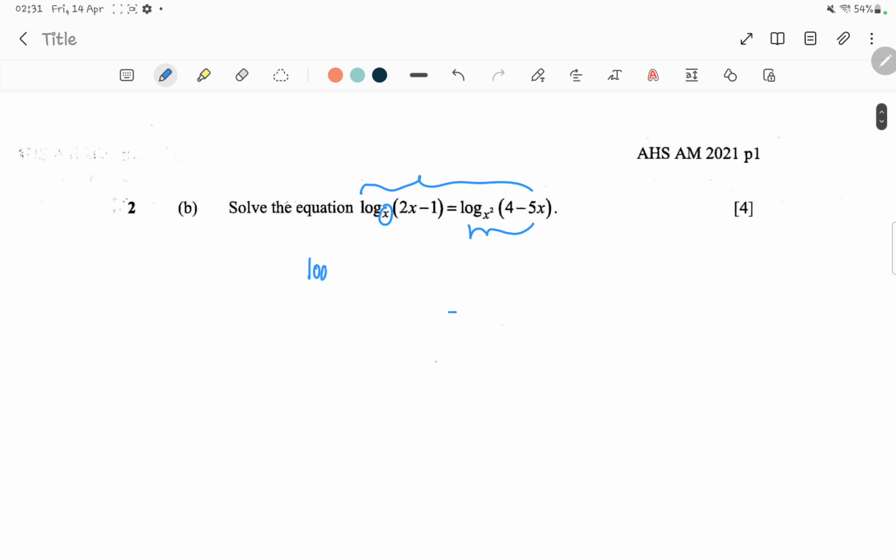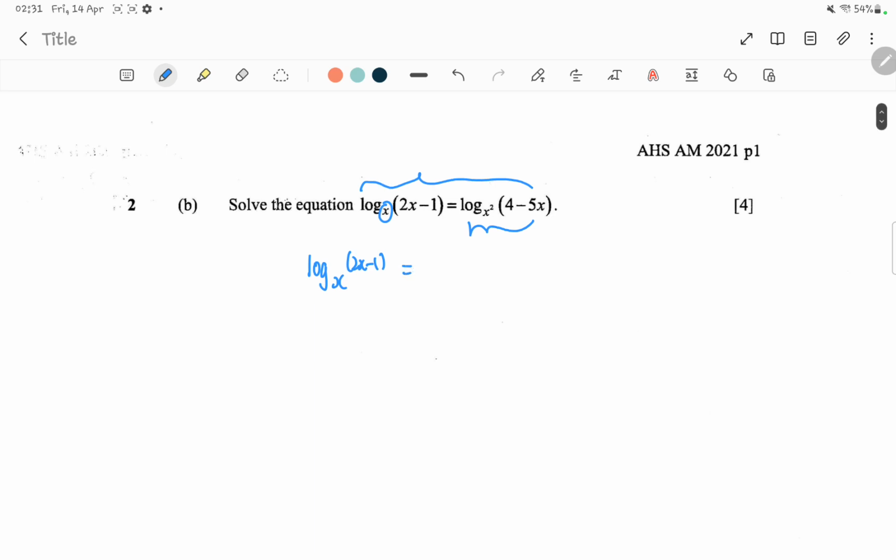So log of 2x minus 1 to base x. I'm not going to do anything to the left hand side, but for the right hand side, I'm going to do the change of base law. Over here, I'm going to choose the base to be x. So it will be log x of 4 minus 5x over log x of x squared.